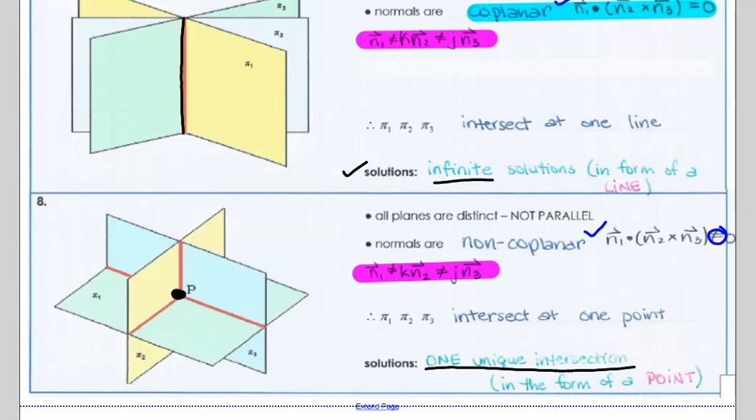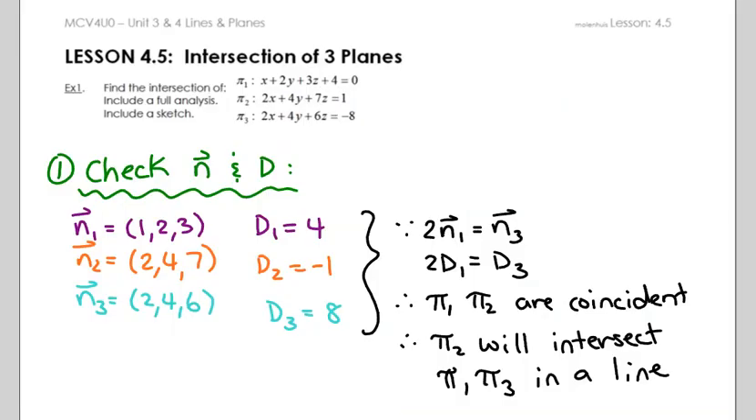And so I've been talking about theoretical. Let's actually put it to the test. Here's an example of 3 planes, and we're going to do a full analysis on how they intersect with each other. I'm actually not going to include a sketch, although we can just refer back to the cases.